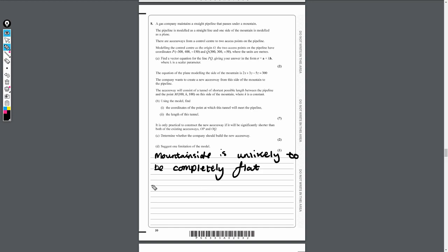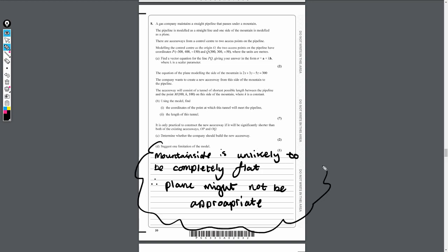So therefore, a plane might not be appropriate. Another comment you could make is the fact that the pipeline is modelled as a straight line. Clearly this pipeline is going to have a thickness, right? So a straight line might not necessarily be the best model for it. So that's another comment you could make. But for me, this is the clearest one that jumps out. So the idea that the mountainside is unlikely to be completely flat, and therefore a plane might not be appropriate for the model. So there we have it. That's question 8, fully complete.